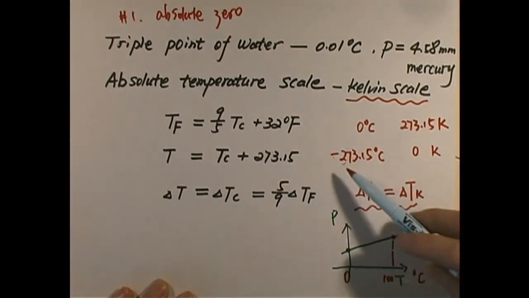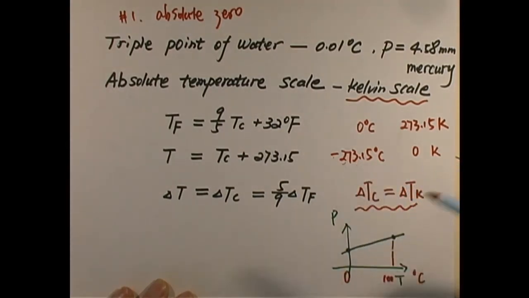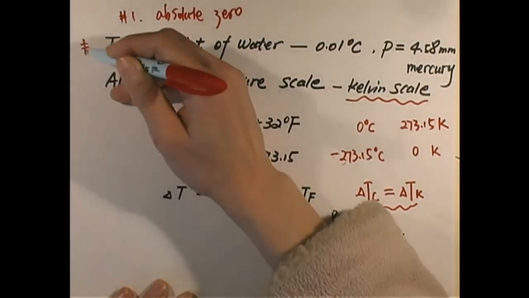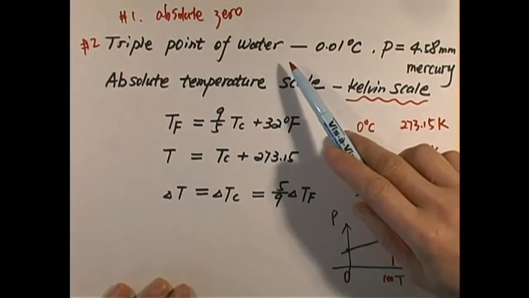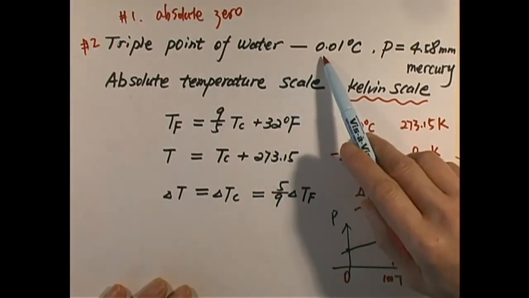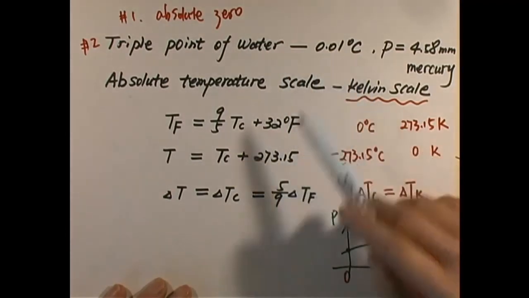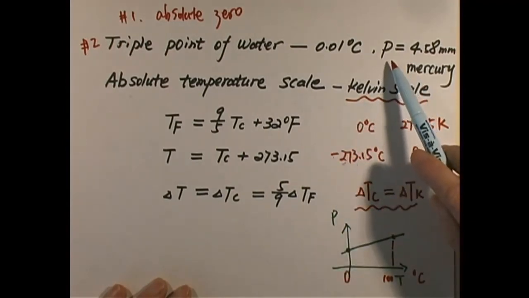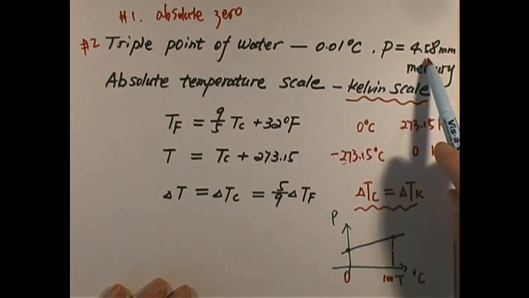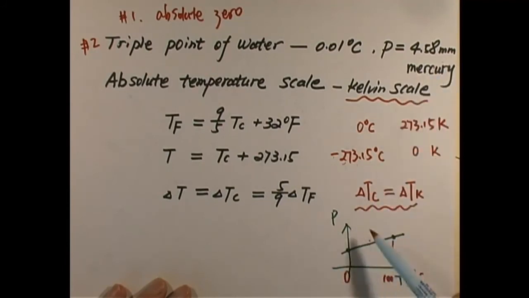That is at negative 273.15 degrees Celsius. The second point that we choose is the so-called triple point of water. And that is at 0.01 degrees Celsius, while the pressure of the system is 4.58 millimeters of mercury high.